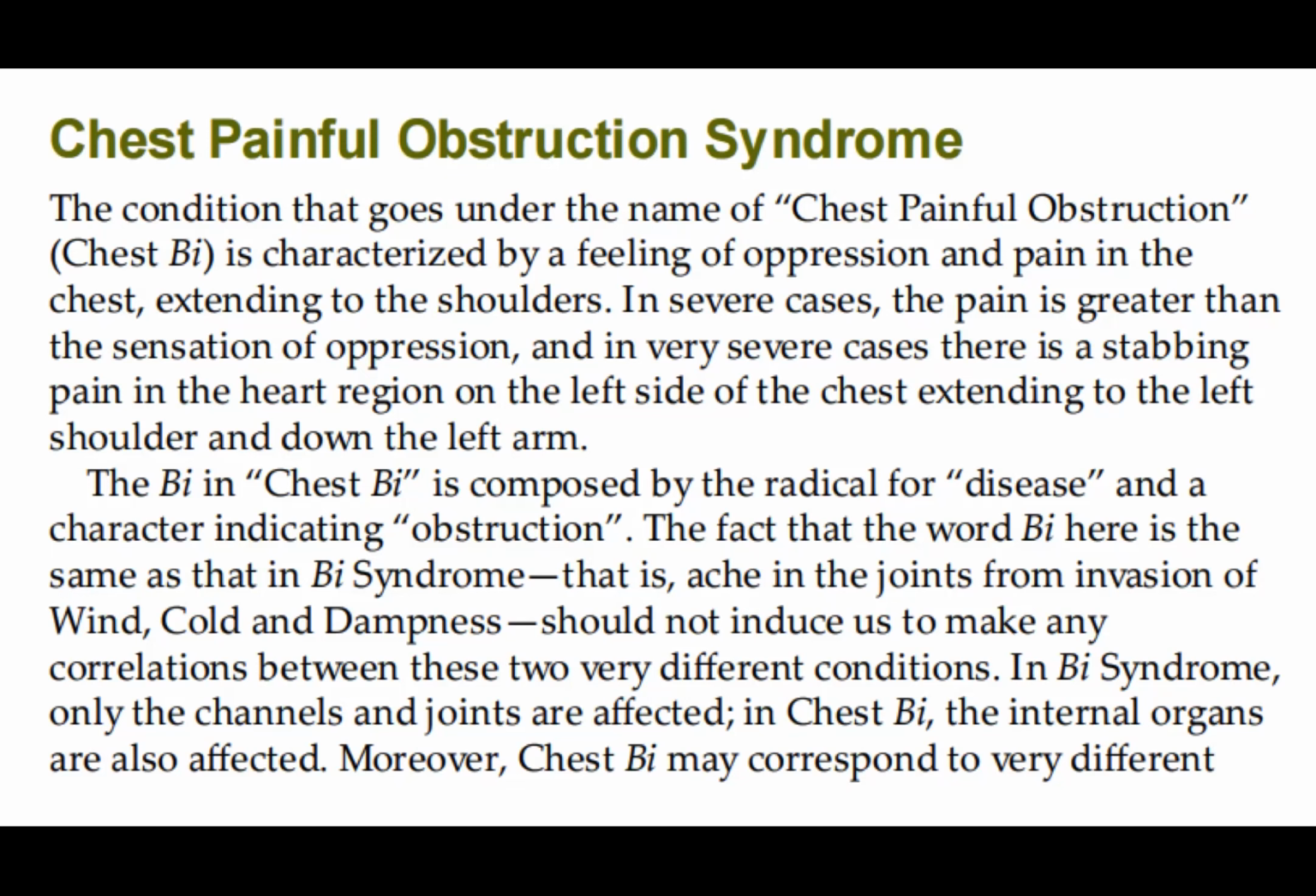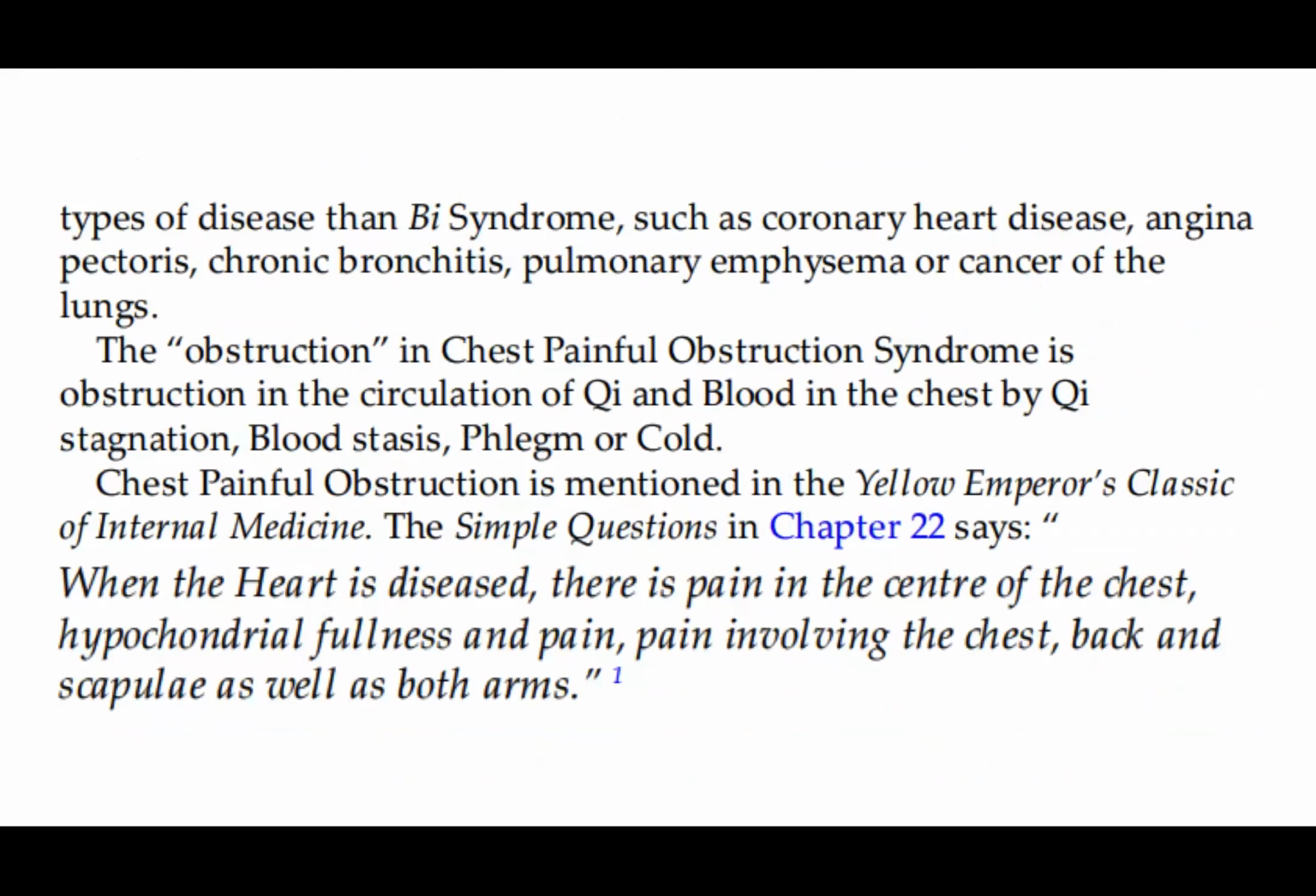Chest P may correspond to very different types of disease than P syndrome, such as coronary heart disease, angina pectoris, chronic bronchitis, pulmonary emphysema, or cancer of the lungs. The obstruction in chest painful obstruction syndrome is obstruction in the circulation of qi and blood in the chest by qi stagnation, blood stasis, phlegm, or cold.